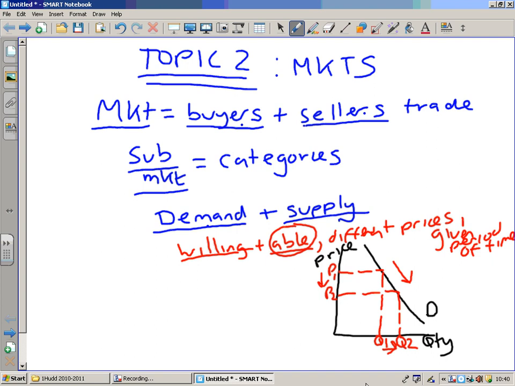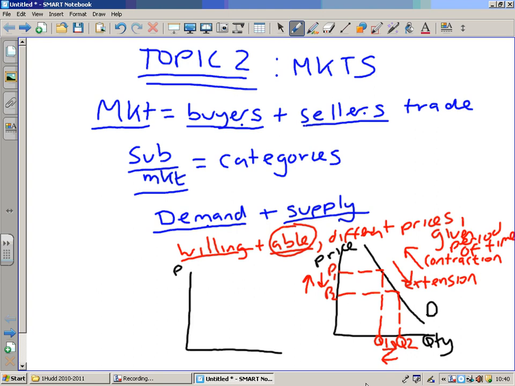Let's look very quickly at the reverse of that. If this time price increased up to P1, so it went from P2 to P1, demand would fall from Q2 to Q1. This is what we call a contraction in demand. So as price falls and demand increases, we have an extension. The reverse of this, as price increases, demand falls, we have a contraction.